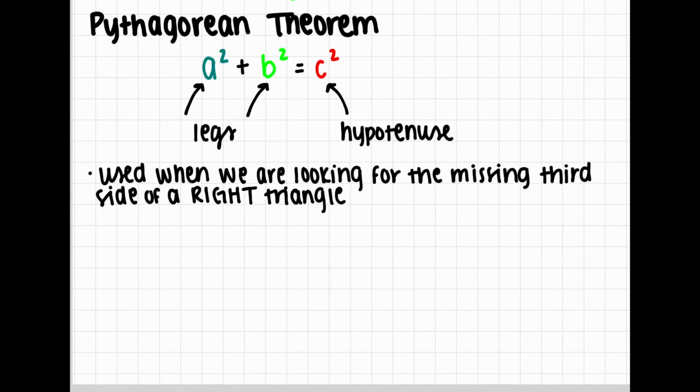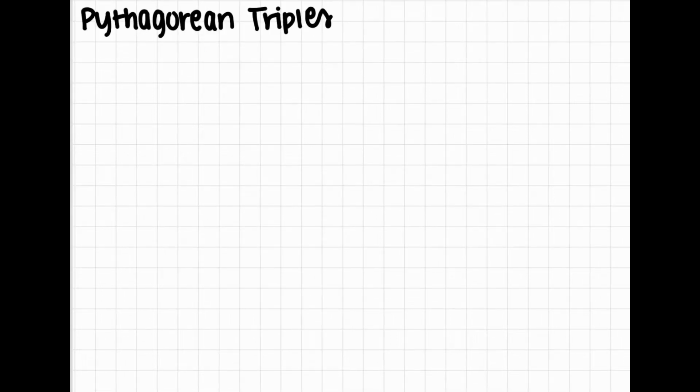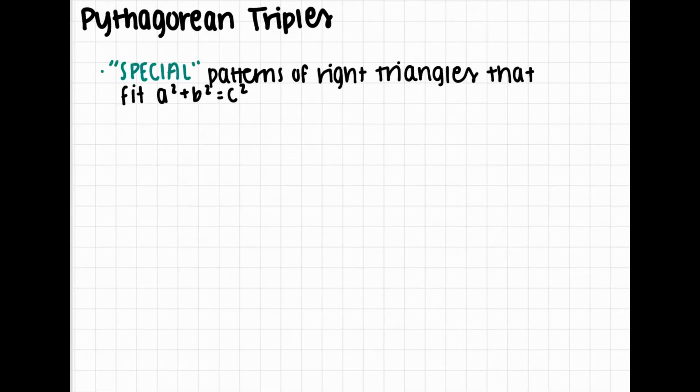So we can and we do use this when we're looking for the missing third side of a right triangle. So this can be used when you're given two sides and you're missing that final third one. So we're now going to talk about something called Pythagorean triples. These are special patterns of right triangles that fit a squared plus b squared equals c squared. They're sets of three numbers that make that true always.